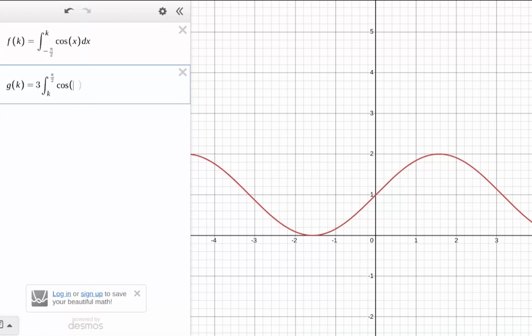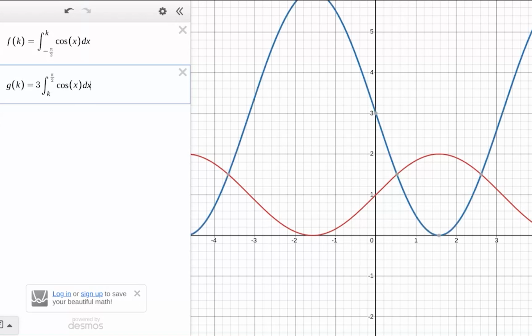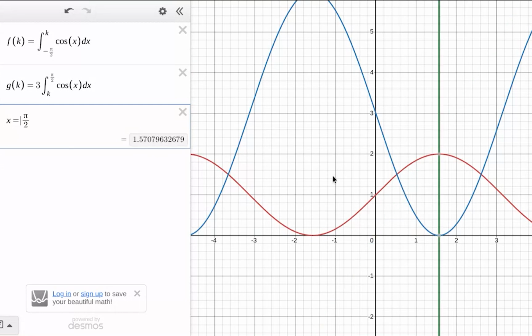Cosine of x dx. And find where those intersect in between. Now, the upper bound here is going to be pi over 2. So if I say x equals pi over 2, this is basically the right-hand boundary. And so we're looking for that intersection in between 0 and that. And we see it right here. Check it out, pi over 6.